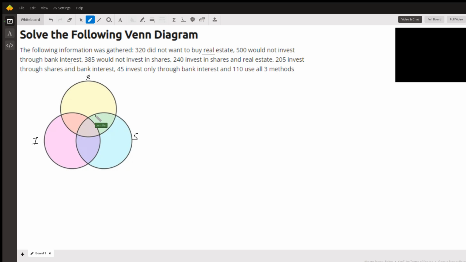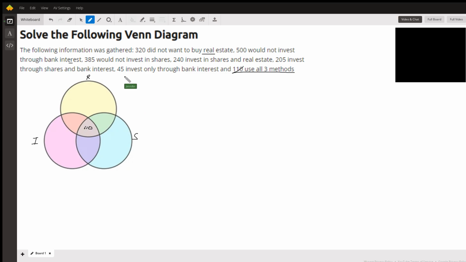Now, in the same manner, this area right here, which is the combination between the yellow and the blue, including that middle area, this whole area would be real estate and shares. All right. So when you fill up a Venn diagram, you always start with the one that says all three. This is the number for all three. Like for instance, in here you have 110. Use all three methods. So that 110 will go in here. Okay, that's 110, just that middle area right there.